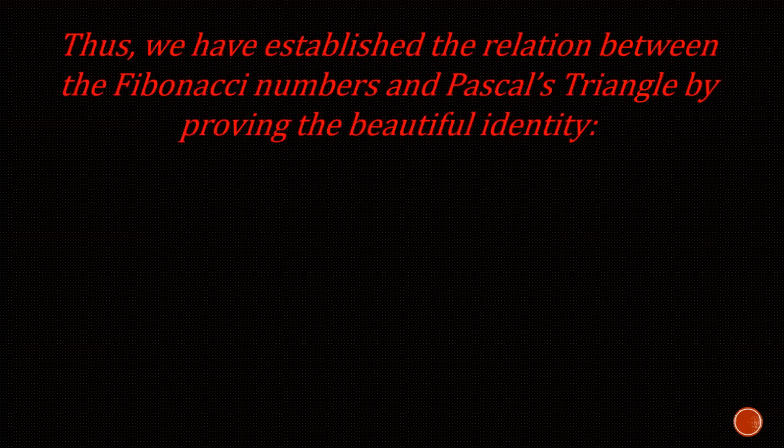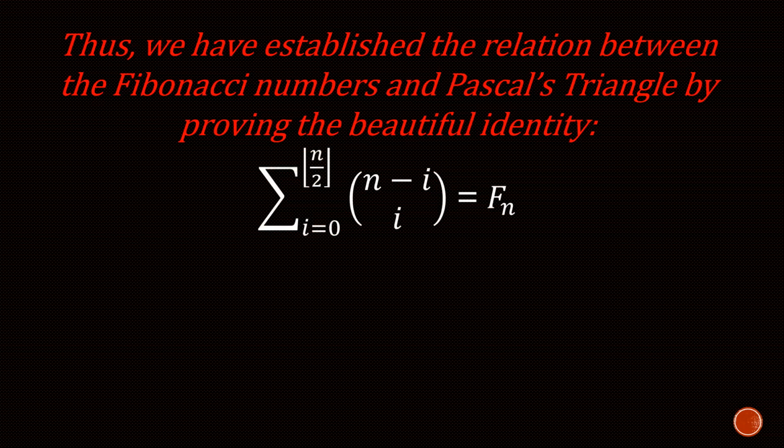Thus, we have established the relation between the Fibonacci numbers and Pascal's triangle by proving the beautiful identity: summation i equals 0 up till floor of n by 2 of n minus i choose i equals f_n, where f_n is the nth Fibonacci number, by proving that each one of them is equal to a_n, where a_n is the number of ways a man can climb n steps with the constraint that he can take only moves of one step or two steps.